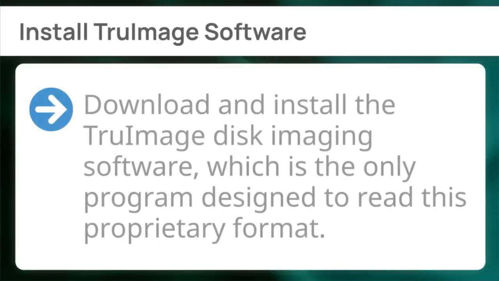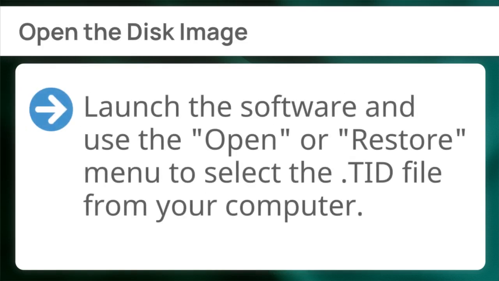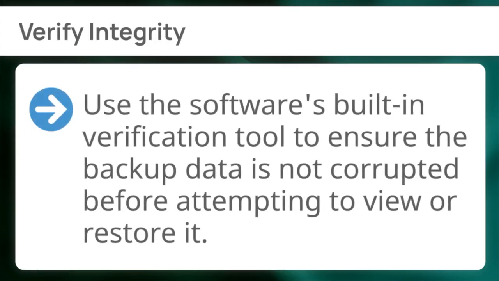First, install TruImage software. Download and install the TruImage disk imaging software, which is the only program designed to read this proprietary format. Next, open the disk image. Launch the software and use the Open or Restore menu to select the TID file from your computer. Finally, verify integrity. Use the software's built-in verification tool to ensure the backup data is not corrupted before attempting to view or restore it.